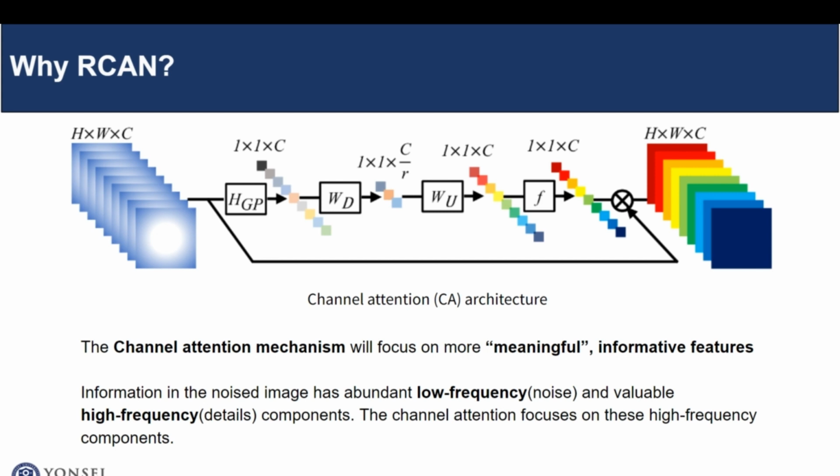We use the Archon structure because it utilizes the channel attention mechanism. The channel attention mechanism focuses on more meaningful, informative features. For CT denoising, information in the noised image has abundant low frequency, which is the noise, and valuable high frequency, which is the detail, components. We believe that the channel attention will focus on these high frequency components and aid the denoising performance.